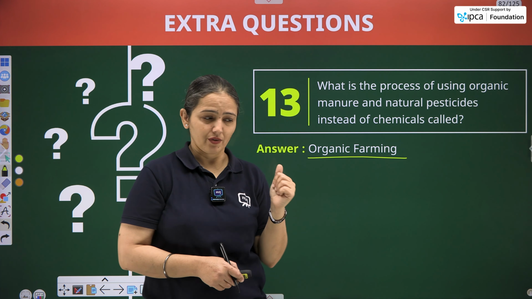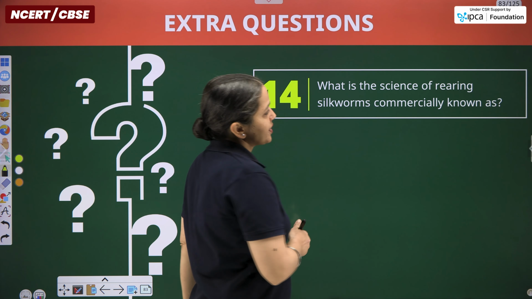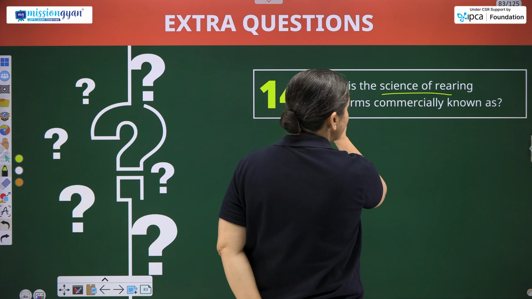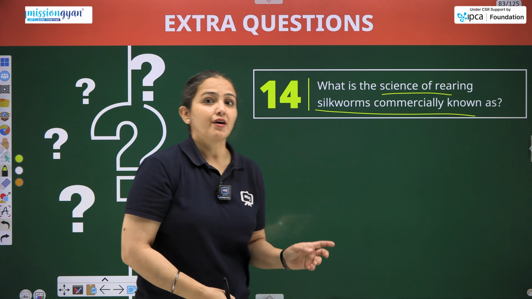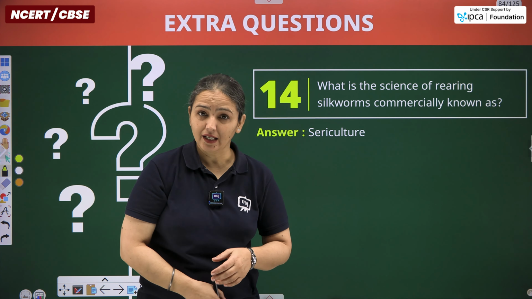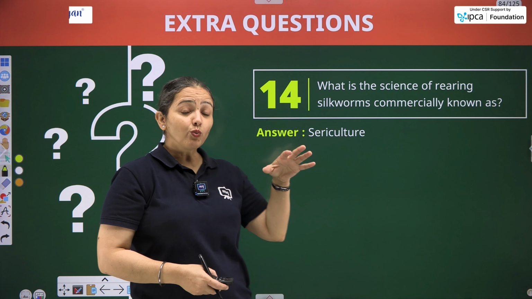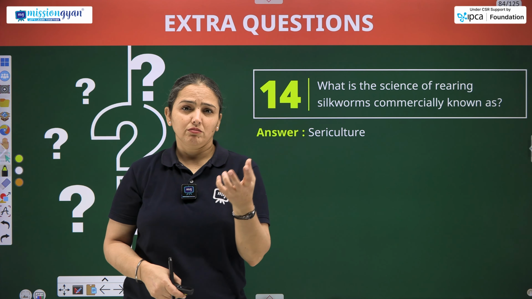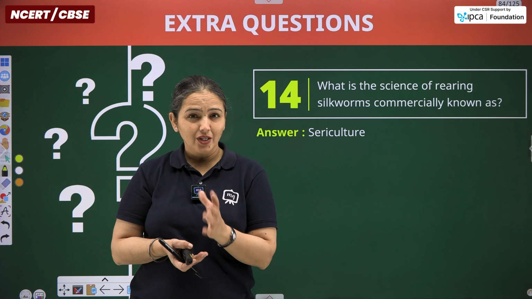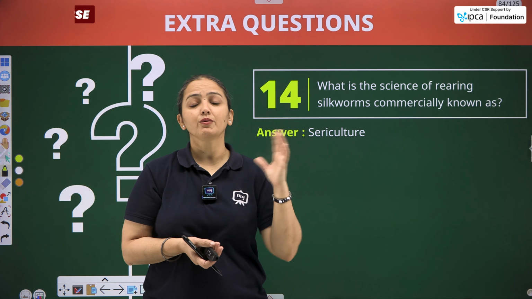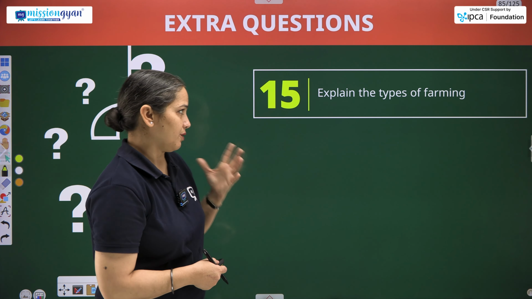Next is, what is the science of rearing silkworms, commercially known as? We have already discussed that, sericulture. In this, silkworms are reared on the mulberry trees, and from there we obtain the silk from the silkworms.